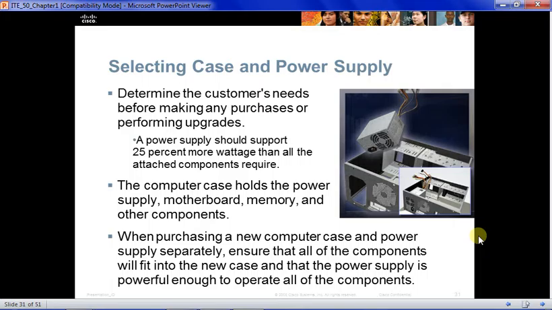Now, the computer case, remember, is going to hold the power supply, the motherboard, memory, and other components. So we want to make sure that they all will work together. We want to make sure those components will fit in the computer case. We want to make sure the power supply has enough power or watts to power everything in there.